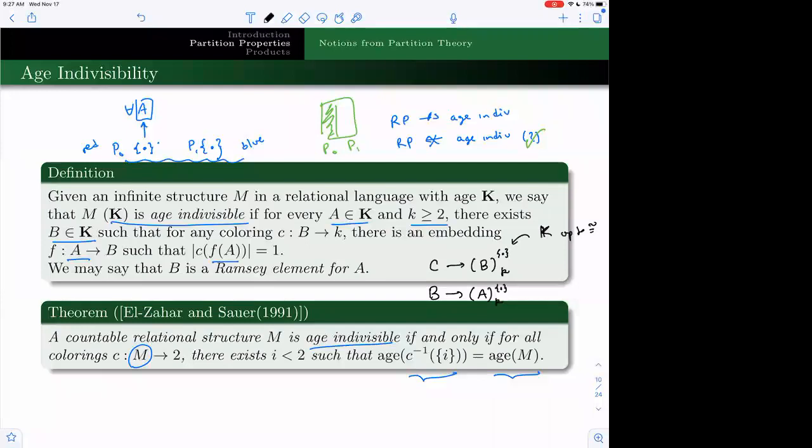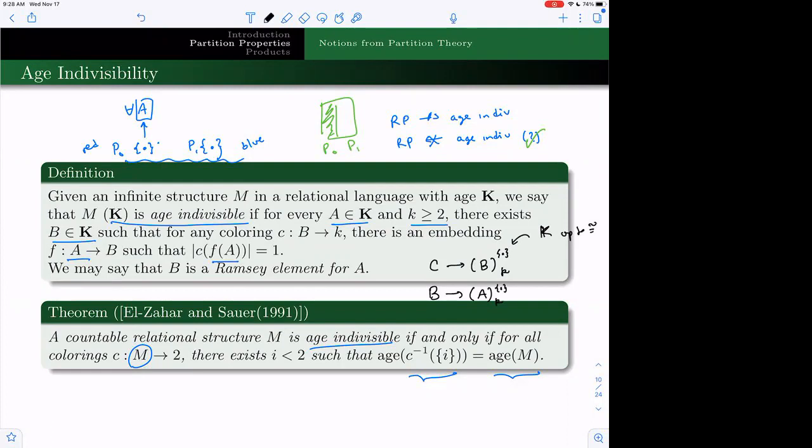Yeah, sure. So right, now you know that if the Fraïssé limit is transitive or has only one type, then Ramsey implies age indivisibility. Yeah, that seems correct. Yes.